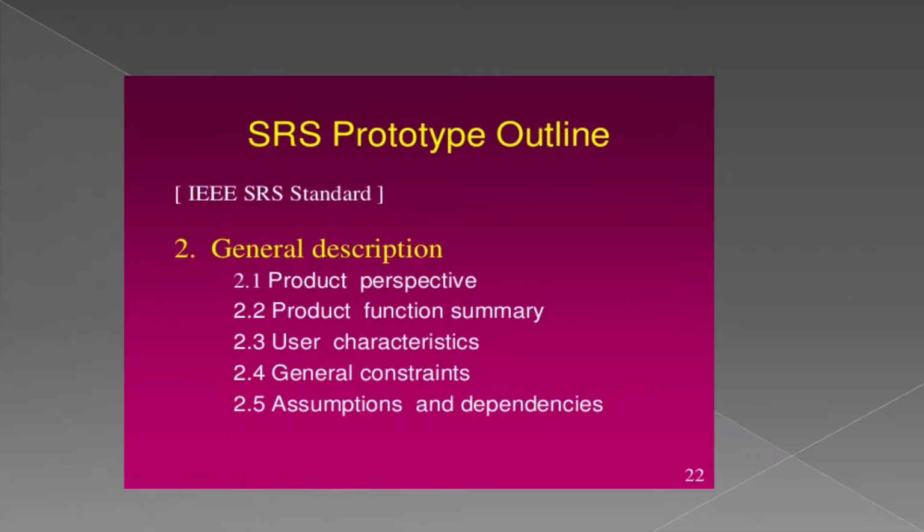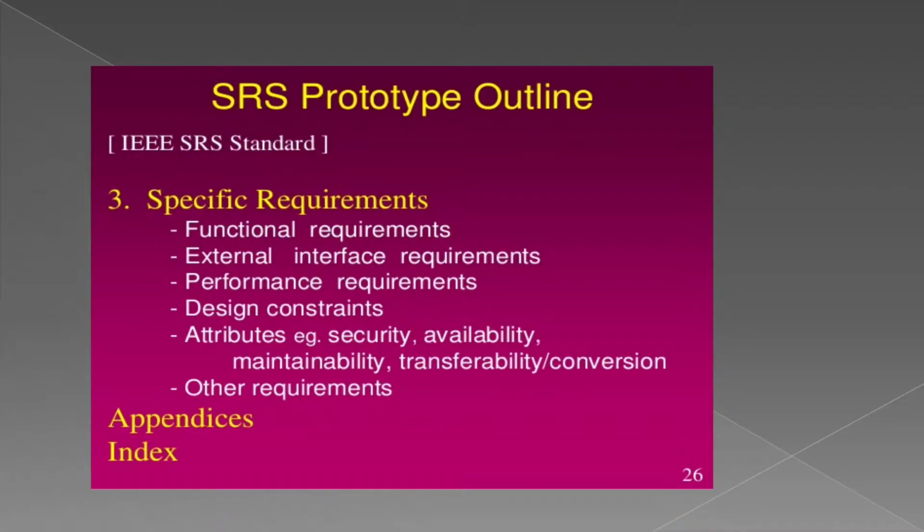In this also, the second point is the general description, in that product perspective, product function summary, user characteristics. So these are all examples of SRS standards to be maintained. And the third is specific requirements: functional requirements, external interface requirements, performance requirements and so on. At the last, appendices and the index. Whether it is any textbook or the project report you make, all these standards should be maintained.